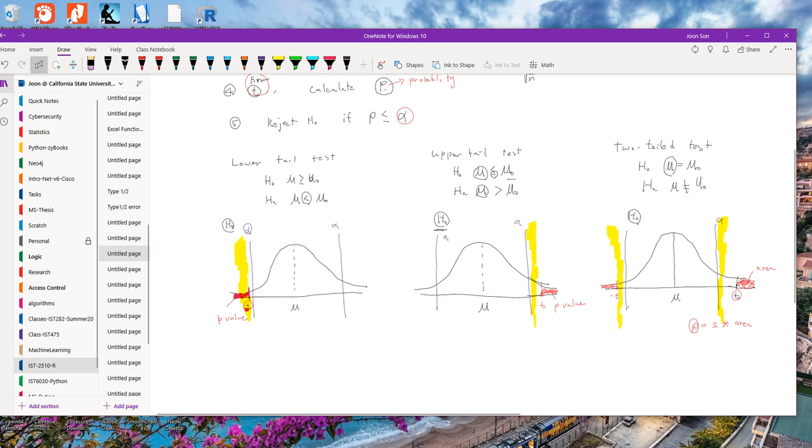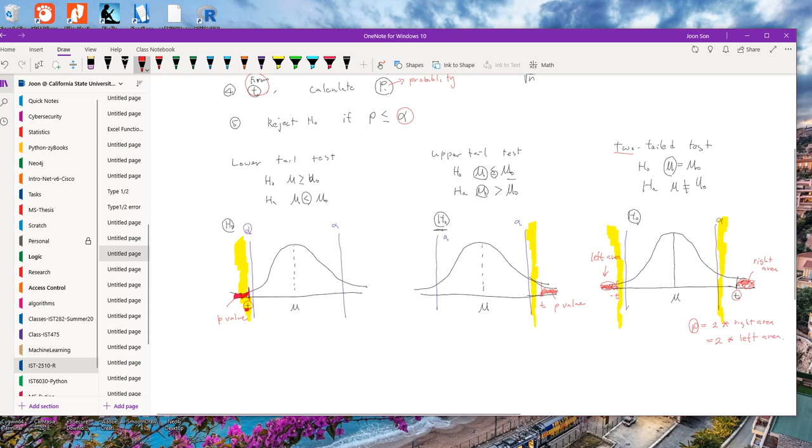So for the two-tail test, make sure you calculate this area, either left or right. To be more precise, let's say this is the right area, and this is the left area. Your p-value is either 2 multiplied by the right area, or the same as 2 multiplied by the left area.